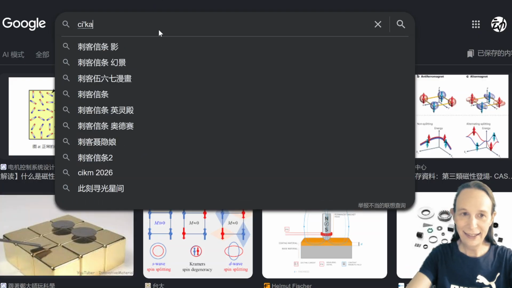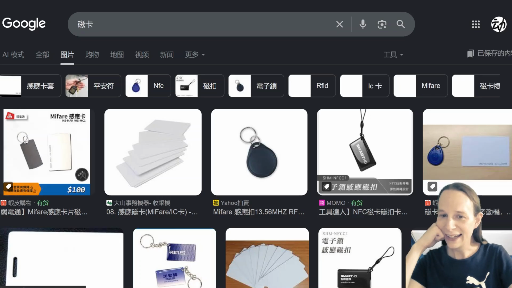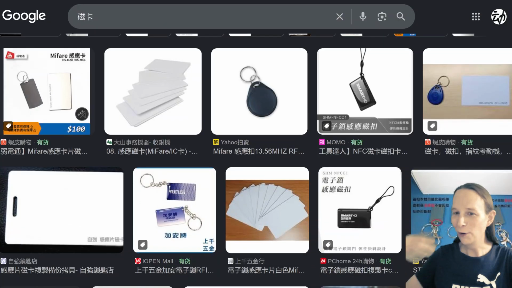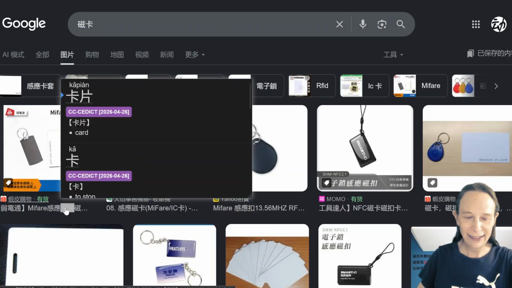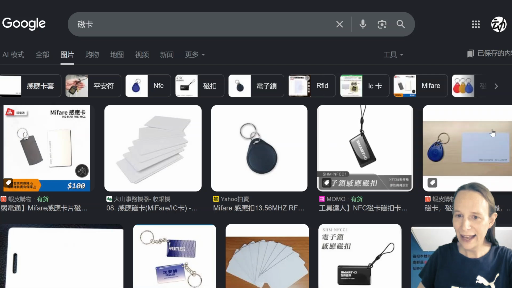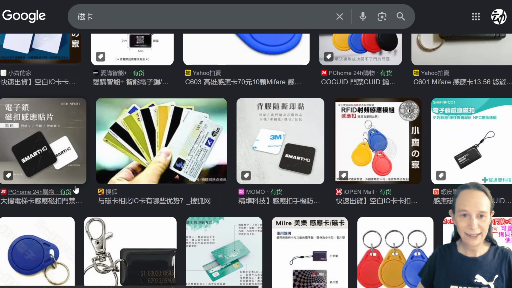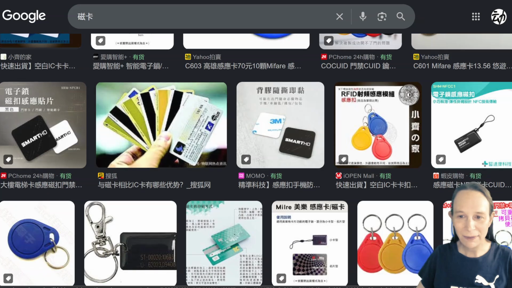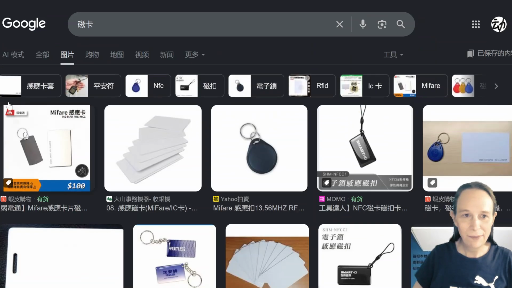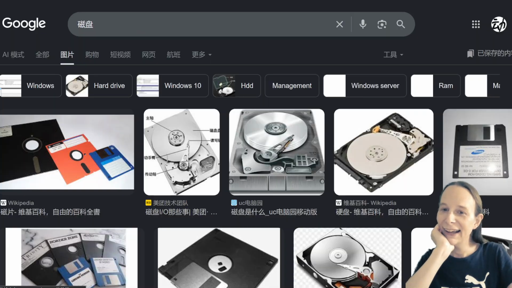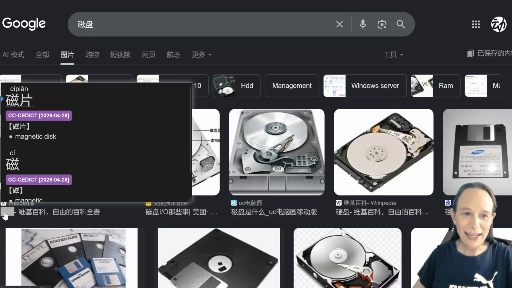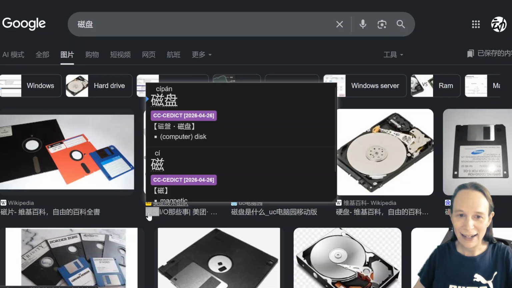So 磁卡, a magnetic card. This is the kind of thing you swipe and the door opens, you know, that kind of thing. 卡片, it's a card. Magnetic card. Oh, I think it's both of these, right? Like a credit card has a magnetic strip. 与此卡相比 IC 卡. Oh, one's got a chip, right? All right, it's the card and the 盘. What's a magnetic disc? All right. 磁片, magnetic disc.